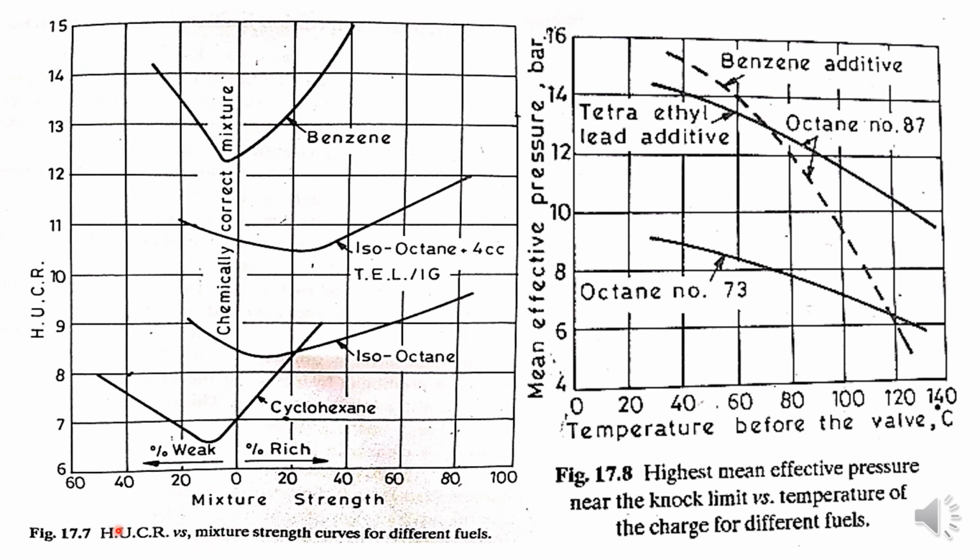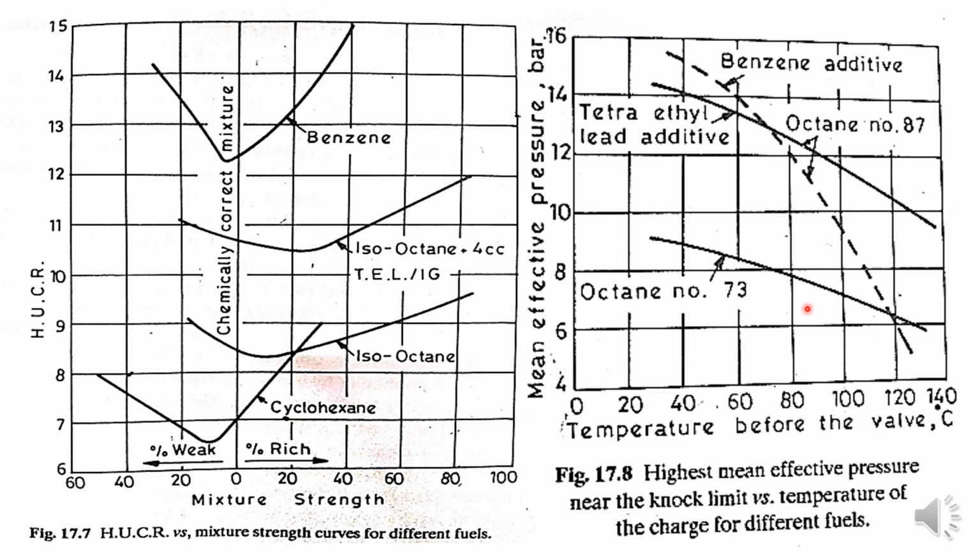HUCR means highest useful compression ratio. What is the highest useful compression ratio we can use for a particular fuel? Usually we are using petrol. Petrol means isooctane, so the highest useful compression ratio will be up to 9.5. You can use that for isooctane. So this is for petrol, whereas for benzene you can use up to 15 compression ratio, and cyclohexane you can use up to 9. So this tells us what compression ratio we can use for different fuels.